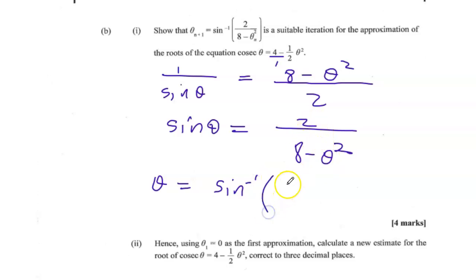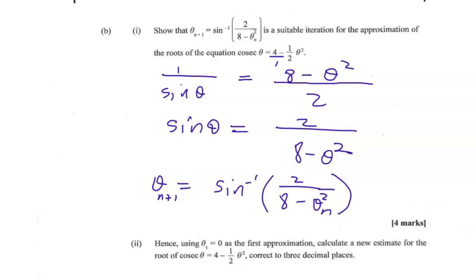of 2 over 8 minus theta squared, and then we put the subscripts. All right, so let me just put the subscript there. So theta n plus 1, as we are told, theta subscript n.